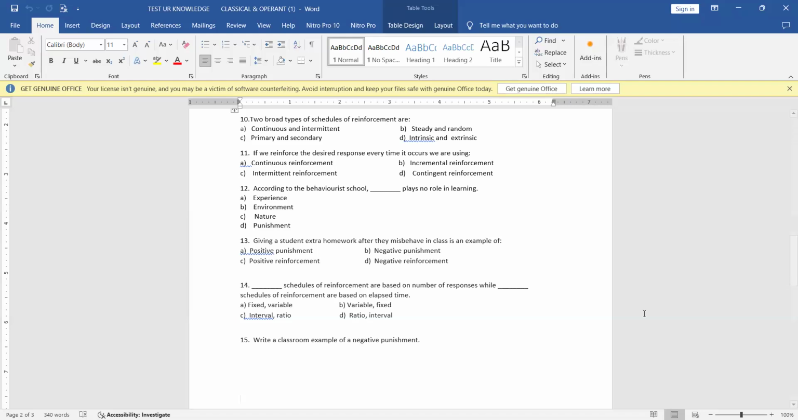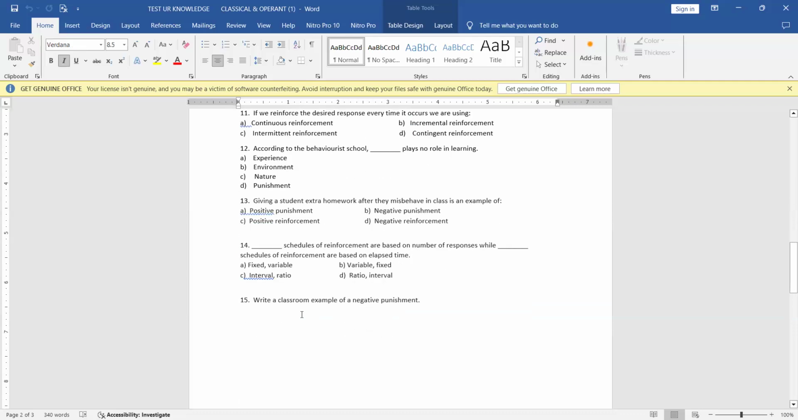Then number 14. Blank schedules of reinforcement are based on number of responses, while blank schedules of reinforcement are based on elapsed time. Interval must come first, and then ratio. So the answer is C.